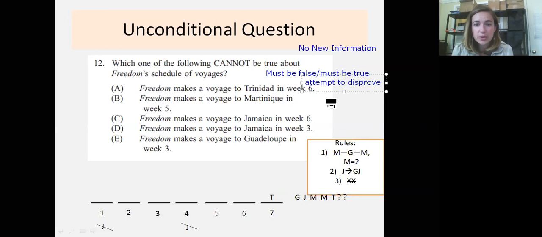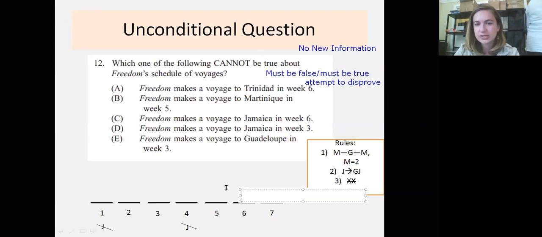So when I look at number 12, I say, okay, I'm looking for something that cannot be true. So for each answer choice, I'm going to approach it and be like, come on, LSAT, I don't think that really has to be false. I think it could probably be true. Let me see if I can show you how it can be true. And what's going to happen is I'm going to test that answer choice.